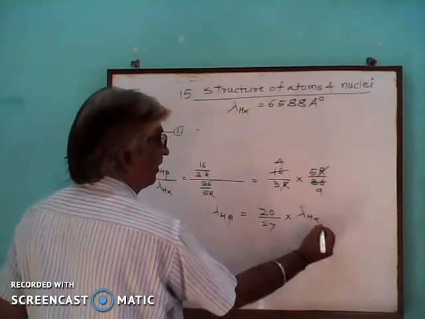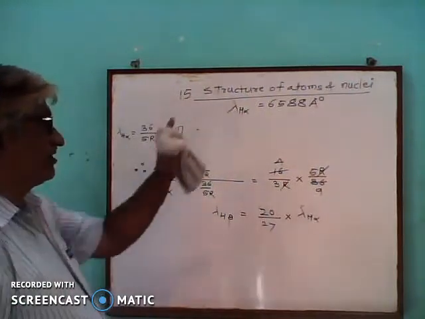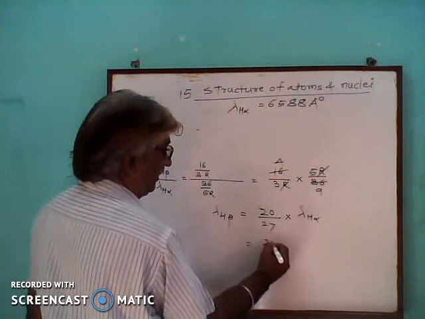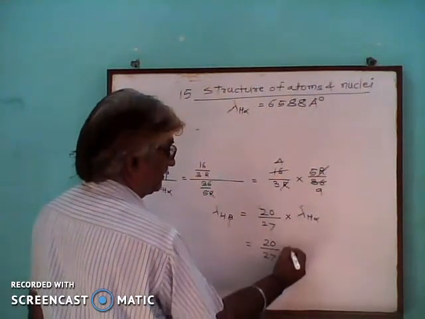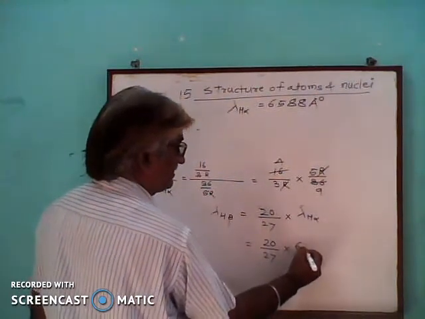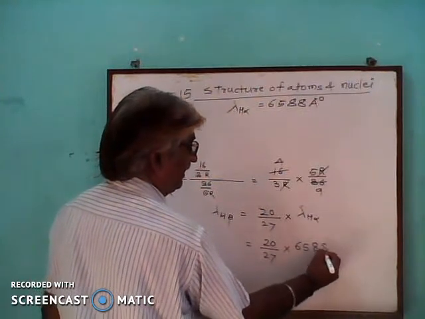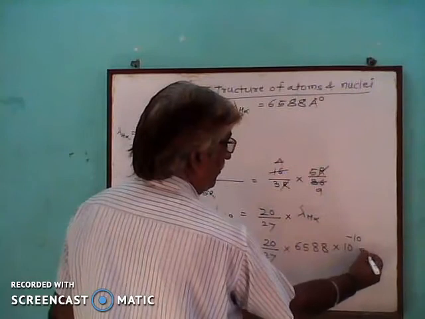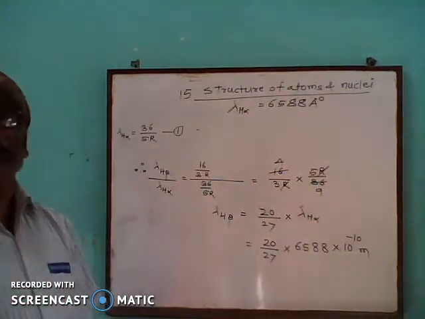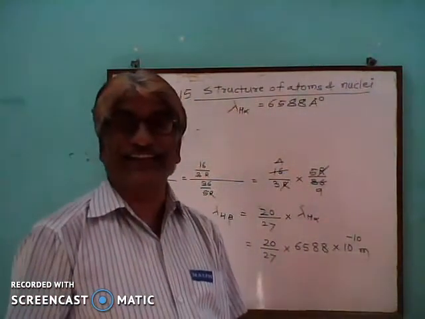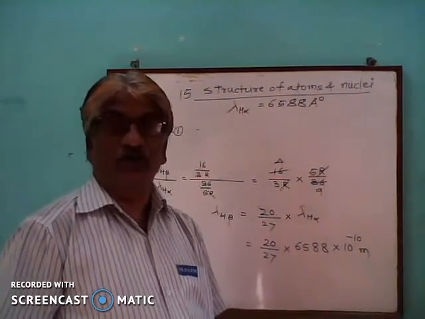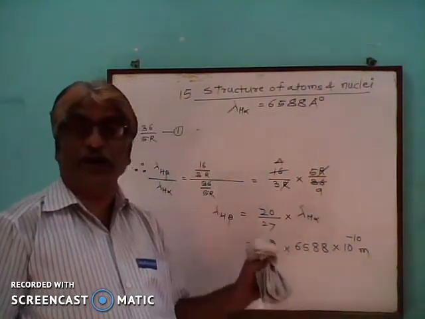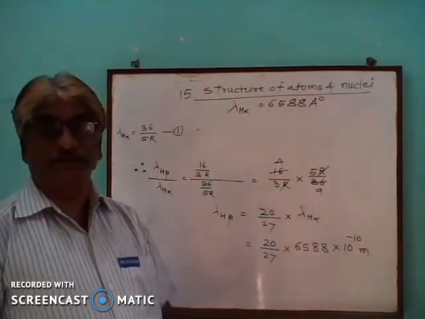H alpha. If we substitute the value of lambda H alpha, then it will be 20 upon 27 multiplied by 6588 into 10 to the power minus 10, because 1 angstrom unit is 10 to the power minus 10 meter. So it will be 6588 into 10 to the power minus 10 meter.